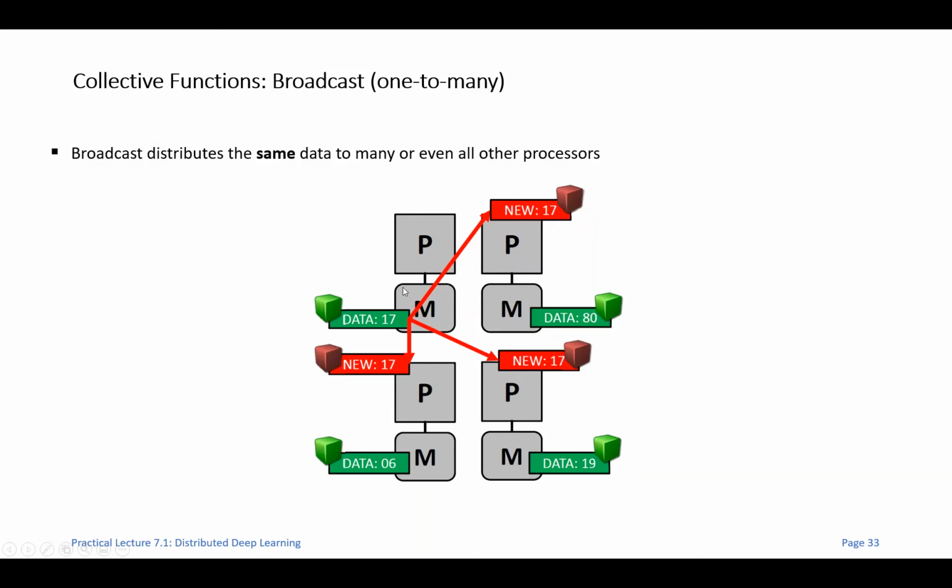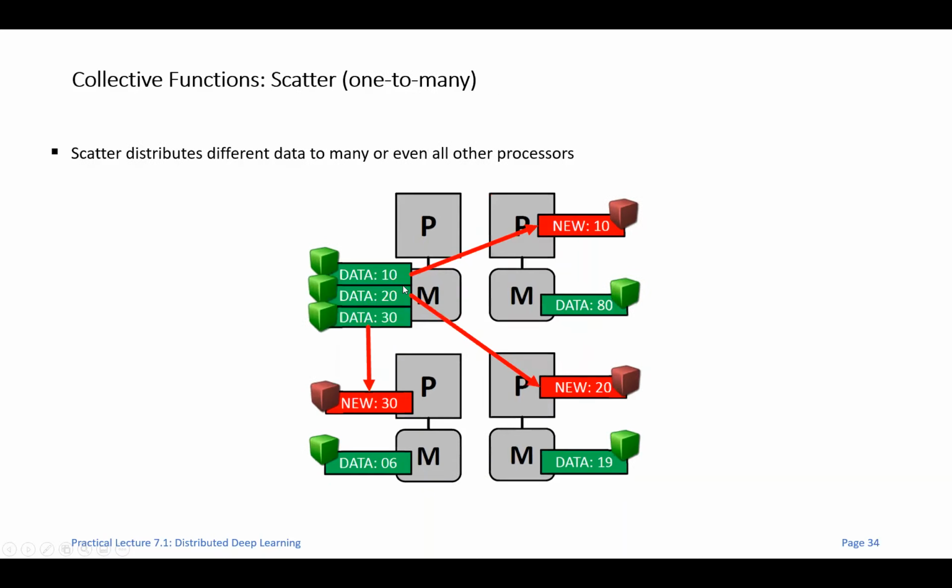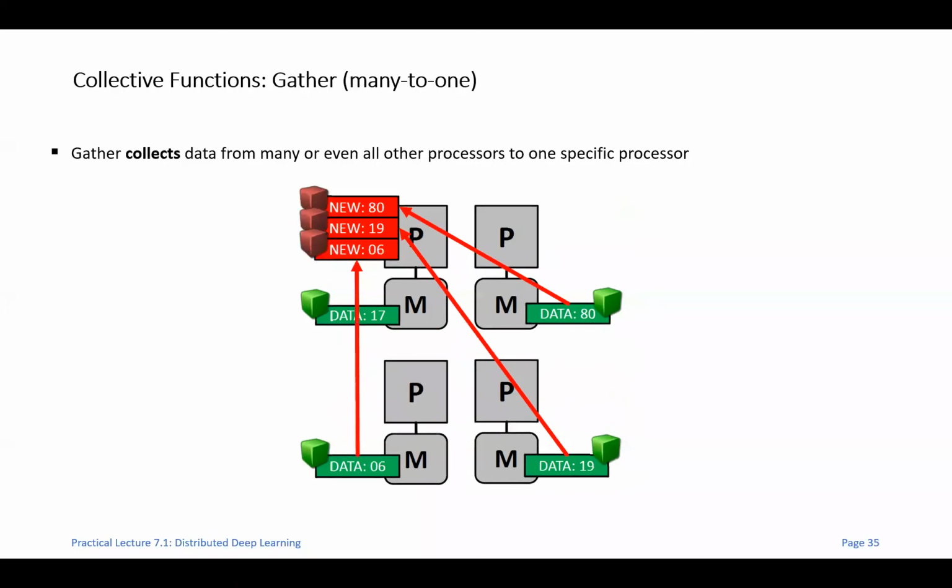As you can see in this figure, then we have a scatter, which is different in the sense that you send from one process to the others different chunks of the data, not the same as in the broadcast, but different data to each of the other processes. Then you have the gather, which in a way is the inverse operation, where you collect data on one process from the others.